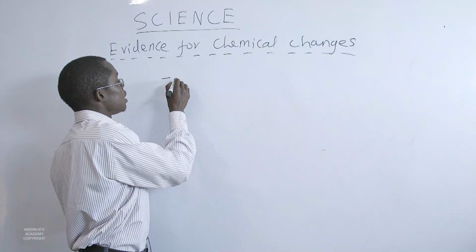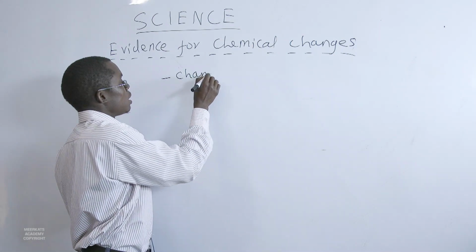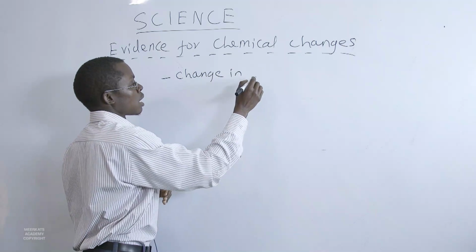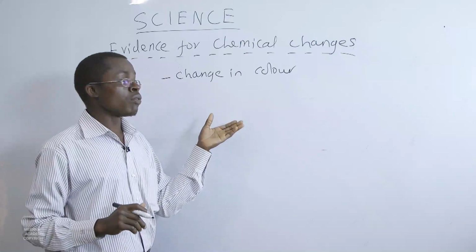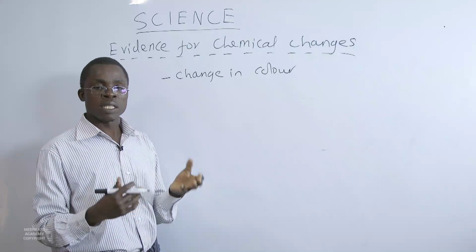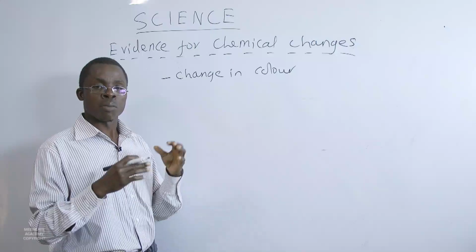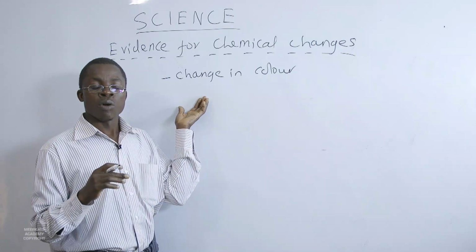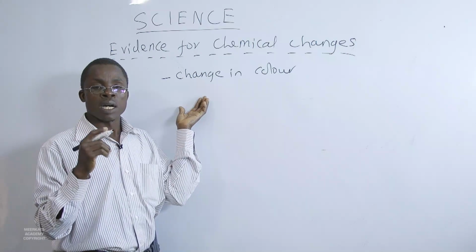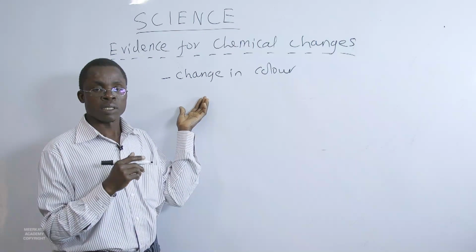One is change in color. Change in color of a substance. Change in color during a certain process can easily show you that a chemical change has taken place.